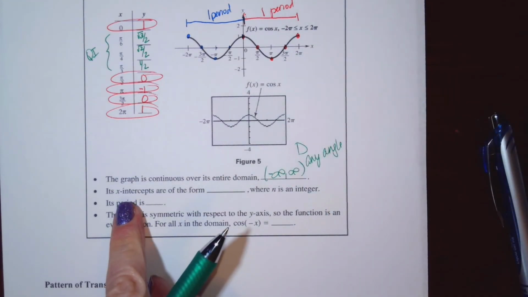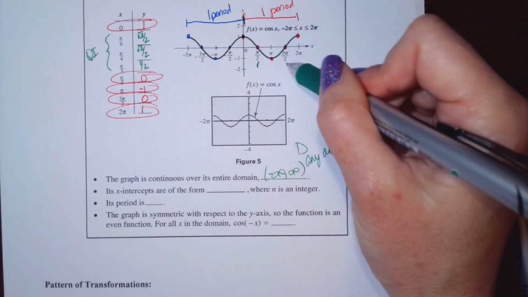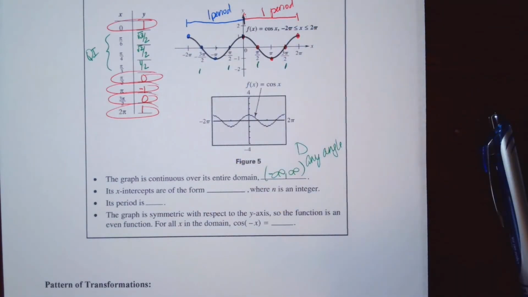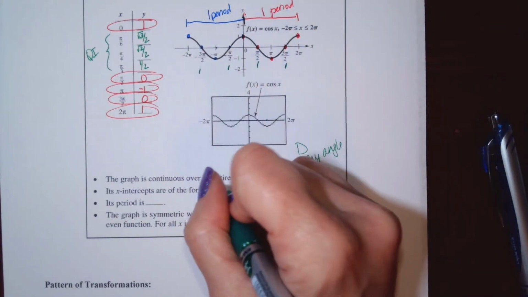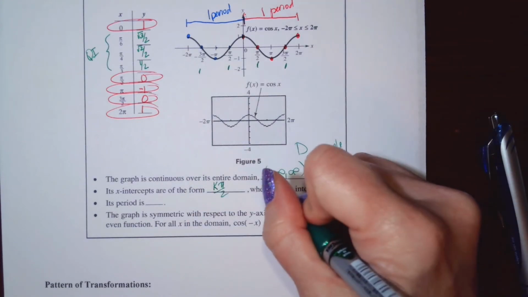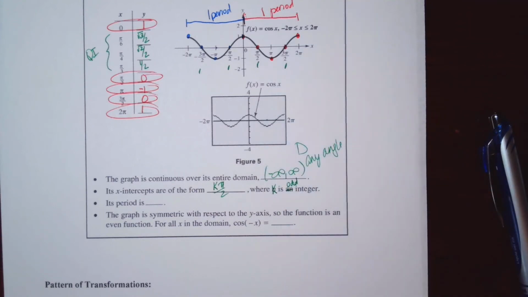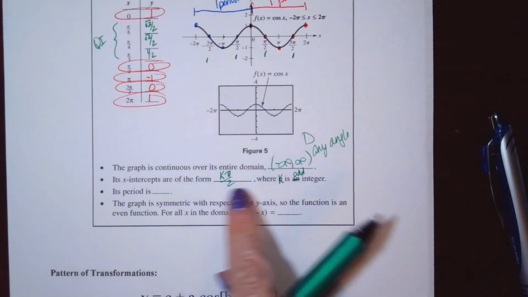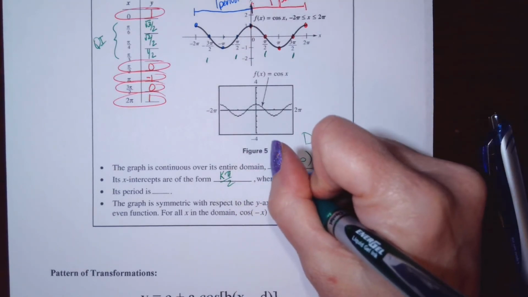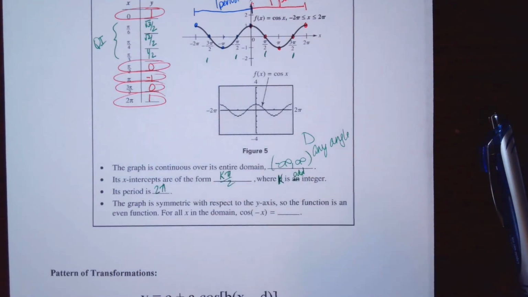The x-intercepts: it hits the x-axis at the odd pi half values. The sine function hit it at the full pi values. Cosine hits it at the odd pi half values, at k pi halves, where k is an odd integer. I couldn't get this part of the notes to switch for me. Cosine is also periodic over 2 pi, just like sine.